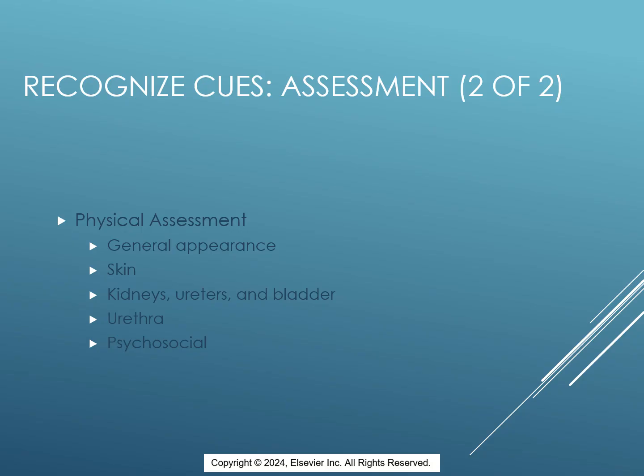Percussion: dullness over bladder. If you hear dullness over the bladder, that means the bladder is distended. CVA tenderness suggests infection or inflammation. Flank pain: assess location, intensity, duration, radiation, and triggers. Where is it located? How does it feel? How long have you had it? Does it radiate to other spots? And what makes it worse is what a trigger is.